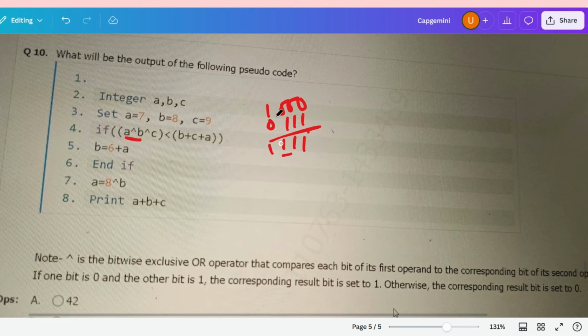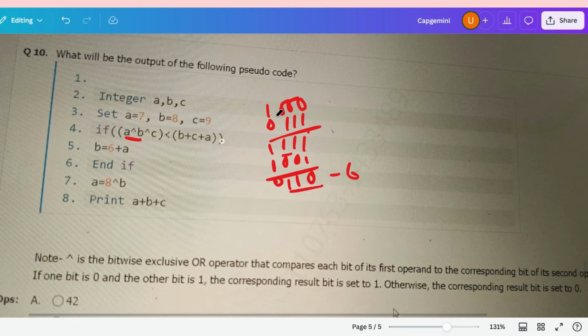Okay, C is 9. So 8 is 1000. So 9 will obviously have 1 here. So 1 1, if we are doing XOR operation, then if both statements are the same, that will be false. If one statement is different, then that will be true. Okay, so 110, this is equivalent to 6.